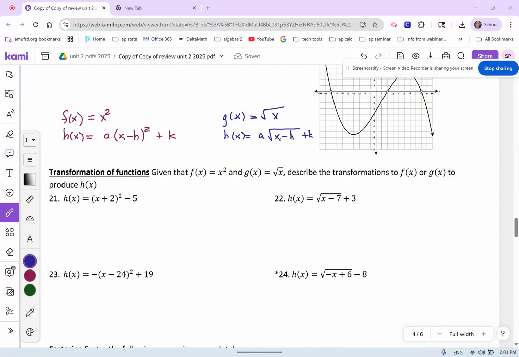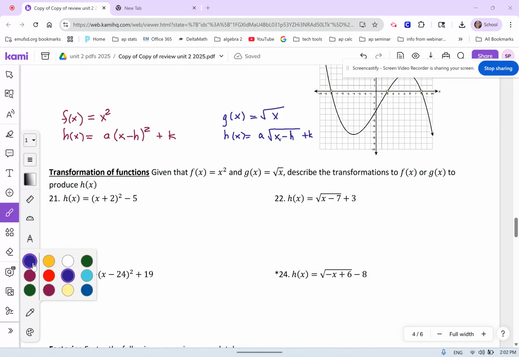In this video, I'm going to go over the Unit 2 review sheet, problems numbers 21 through 24, which focus on transformations of functions. So we're given two different parents, f of x equals x squared, that's the quadratic parent, and g of x is equal to square root of x, and that parent is the square root function. And we're going to transform it.